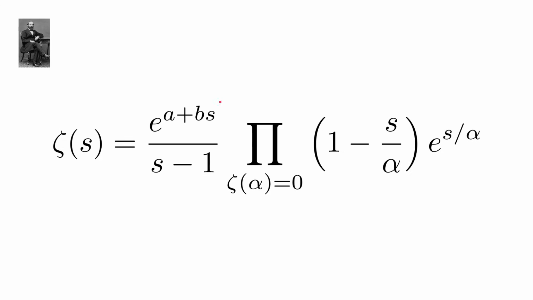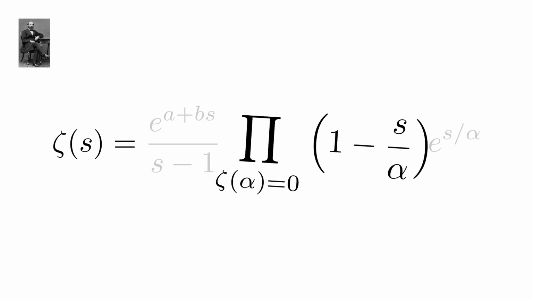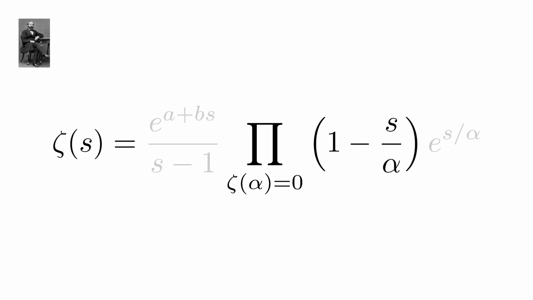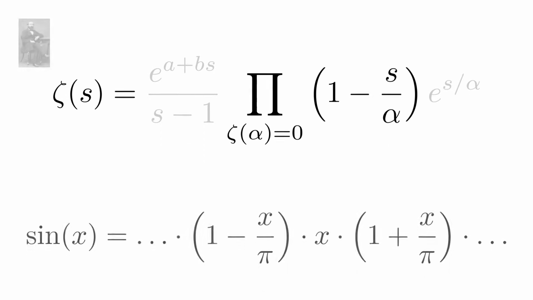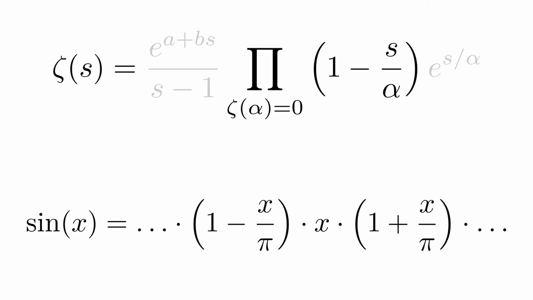Now, these powers of e here are here for technical reasons that involve making sure this infinite product converges, so I'm just going to blur those out so that you don't think about them. And instead, I want to focus on the fact that this product across the zeros of zeta of 1 minus s over alpha is exactly like Euler's product formula for sine of x that we encountered earlier.